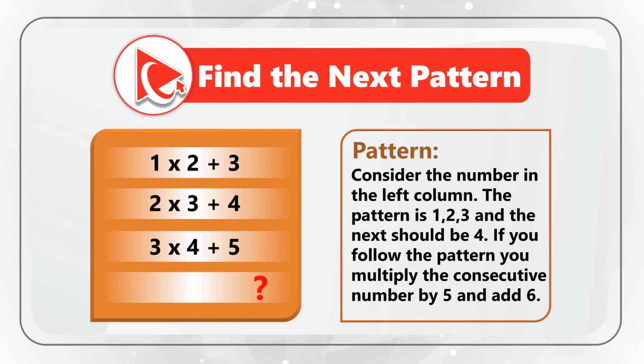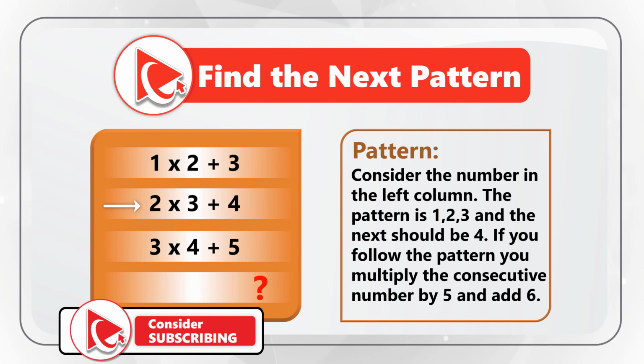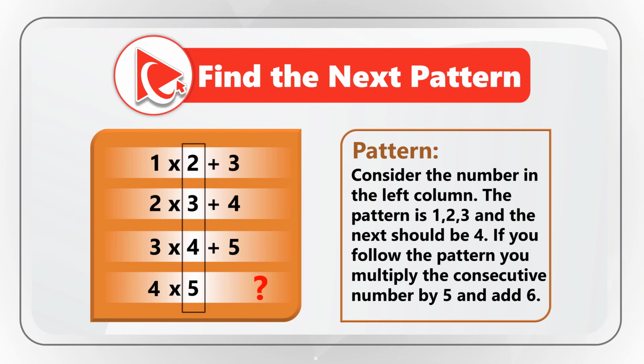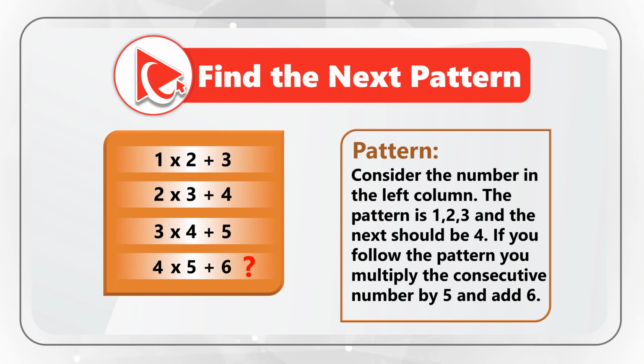And to detect the pattern, you need to look at the number in the left column. If you look closely, you will see that the numbers in the left column are 1, 2, and 3, which means that the next number in the sequence should be number 4. You will also see that the numbers in the expression increment by 1 with each math operation, so that the final expression would be 4 multiplied by 5 plus 6, which matches choice B.